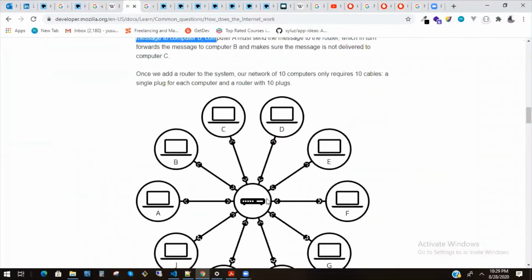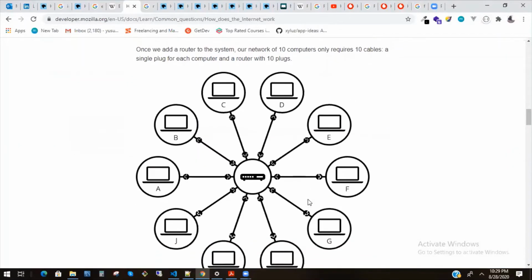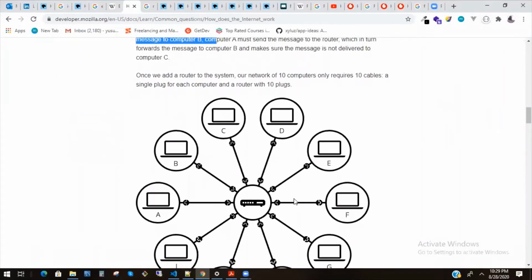For you to connect to another network, you need what? You need a modem or your ISP. You need your ISP. So that's where the modem comes in.